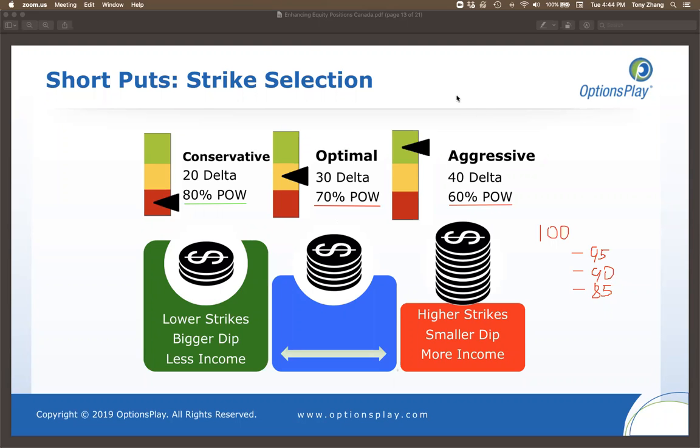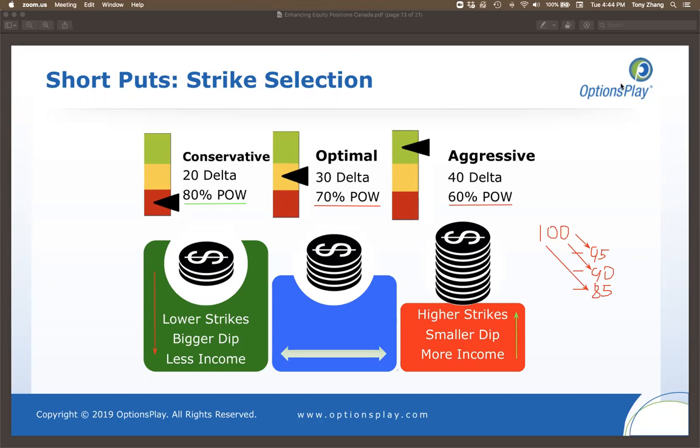Obviously with each one, the stock needs to dip. For the first one, it dips $5. The second one, it dips $10. Third one, it dips $15. So the lower the strike, the bigger the dip that's required for the stock to execute. And in exchange for that, the larger the dip that's required, the less income that you're going to receive. The higher the strike, the smaller the dip. So the 95 strike requires only a $5 dip in the stock price before it gets executed. In exchange for that, you're going to get more income.